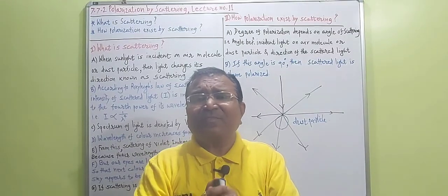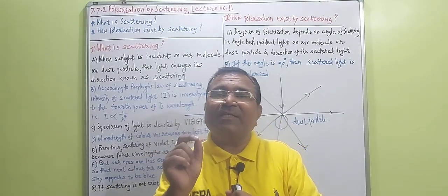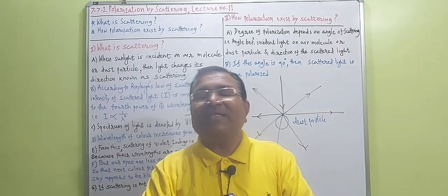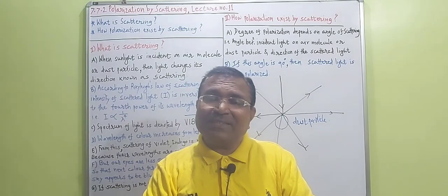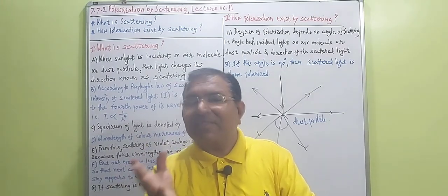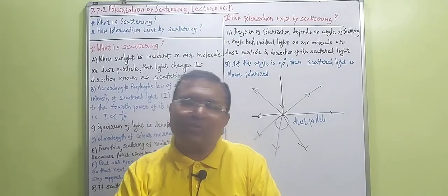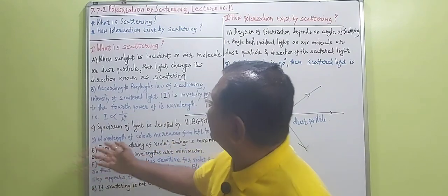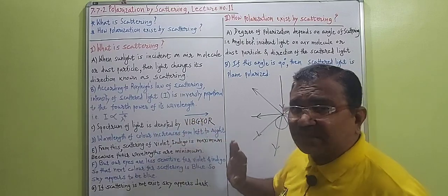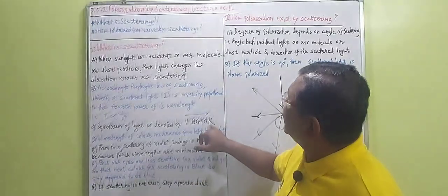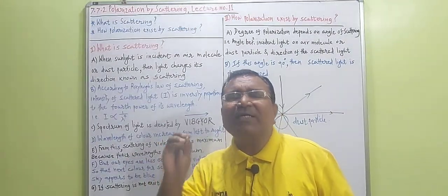Okay. Then Rayleigh is the name of the scientist who suggests that the intensity of scattered light is inversely proportional to the fourth power of its wavelength. That means if the wavelength of light is larger, then the intensity of scattered light is smaller. We know the spectrum of light is denoted by the word VIBGYOR that I have written here. It clearly indicates that wavelength increases from left to right. The wavelength of red color is maximum, and the wavelength of violet color is minimum.